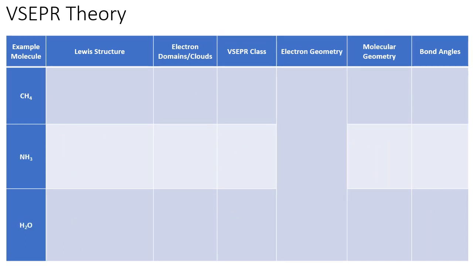Continuing along with building up our shape chart, we now have CH4 as our example. So first we would draw a Lewis structure. We're going to have carbon singly bonded to 4 hydrogen atoms. And our number of domains, or electron clouds in this case, we have 4 bonding domains around our central atom. So now we're in a new family where everything has 4 domains. Our VSEPR class would be AX4. And everyone in this family is going to have the same electron geometry, which is called tetrahedral.